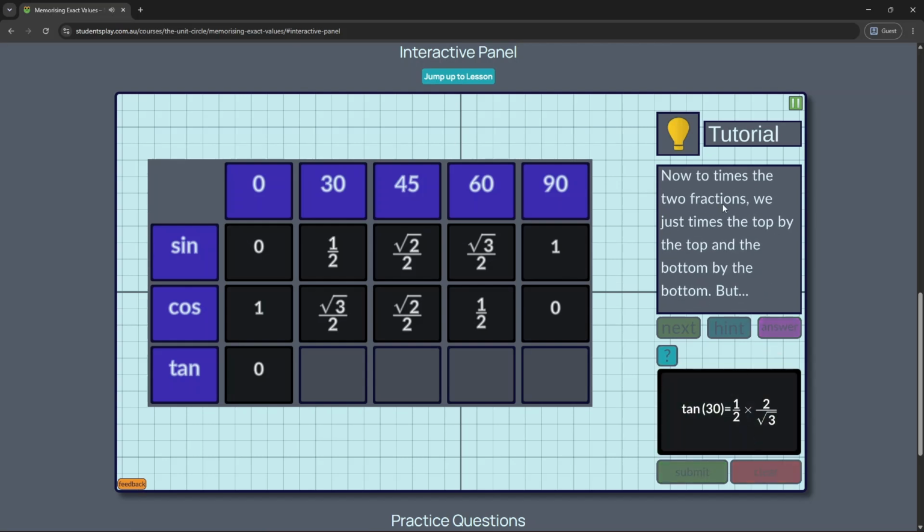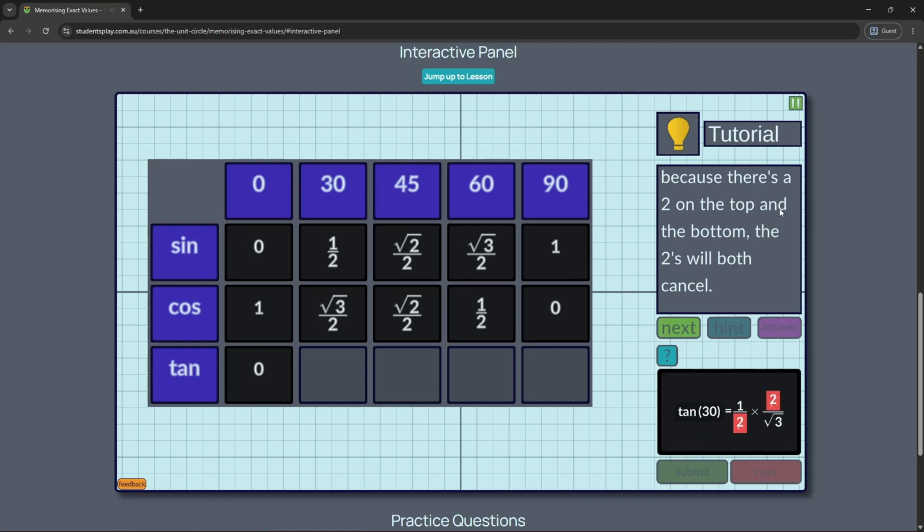Now to times the two fractions, we just times the top by the top and the bottom by the bottom. So 1 times 2, 2 times root 3. But because there's a 2 on the top and the bottom, the 2's will both cancel. If we did that, eventually we'd have a 2 on the top and on the bottom as well. So they're just going to cancel each other out anyway, so we may as well just cancel it now. And we'll just end up with 1 on root 3.